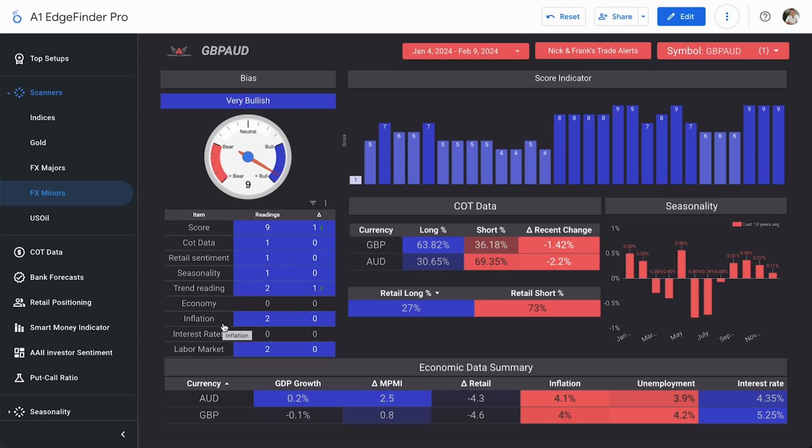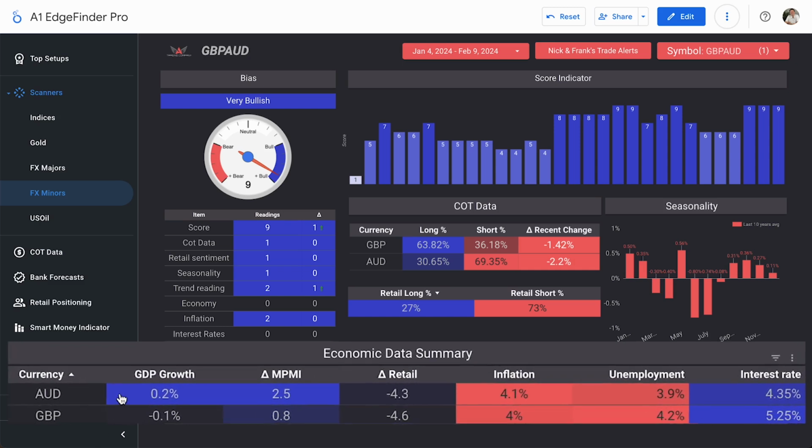And then we have some fundamental scores here. Our economy scores are 0. So are our interest rate scores, but inflation and labor market both have scores of +2. And we can see here's our economic or fundamental data down here. Currently, GDP in Australia is 0.2% compared to -0.1% in the UK.